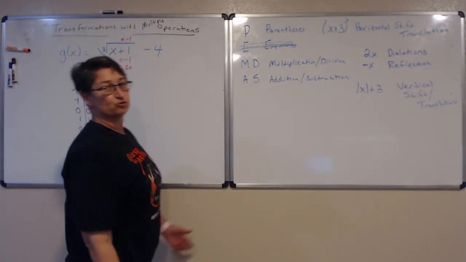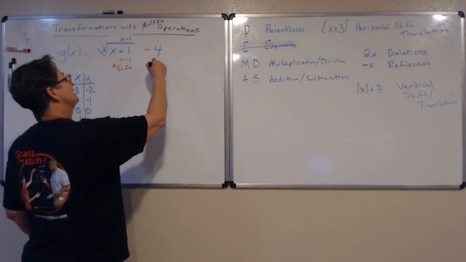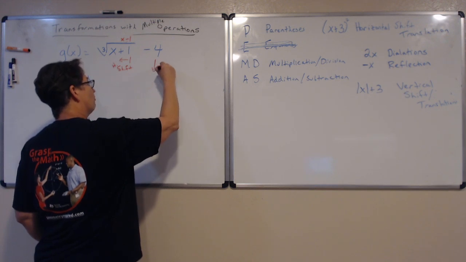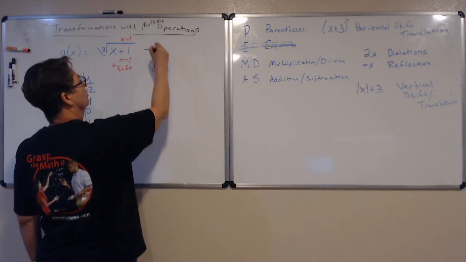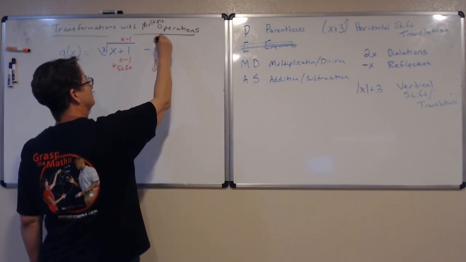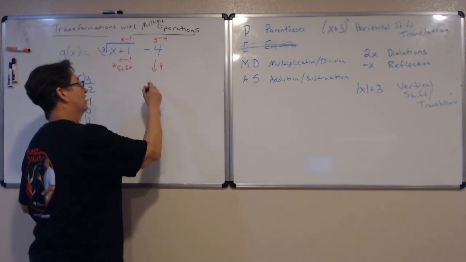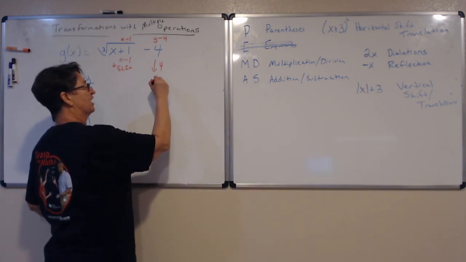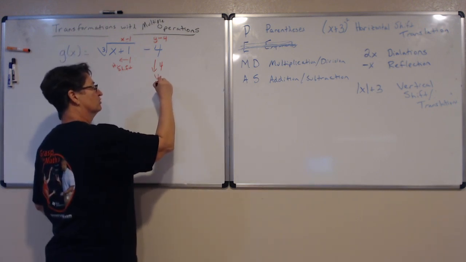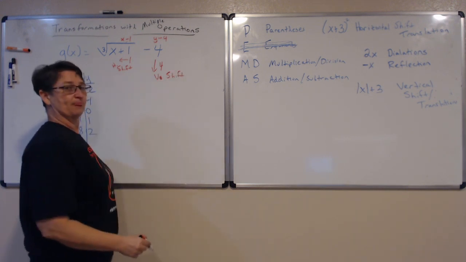Oh, well, y's are truth tellers. They do tell the truth. So they move down 4. Or from all your y values, you can just subtract 4 from all those y values. Or you can think of this as a vertical shift or vertical translation.